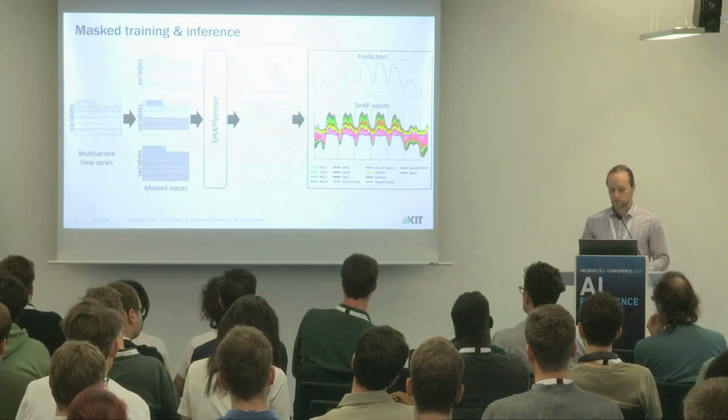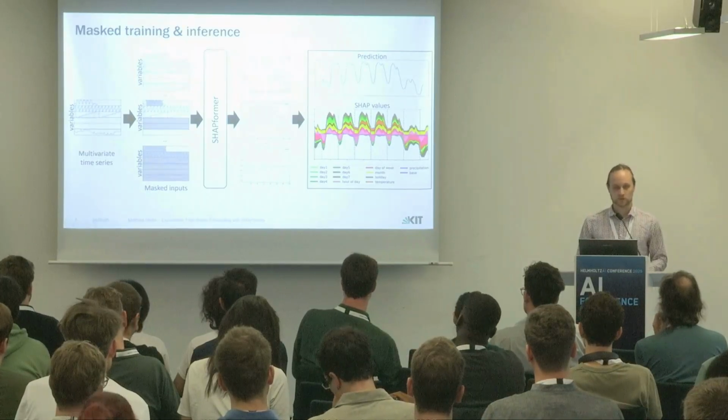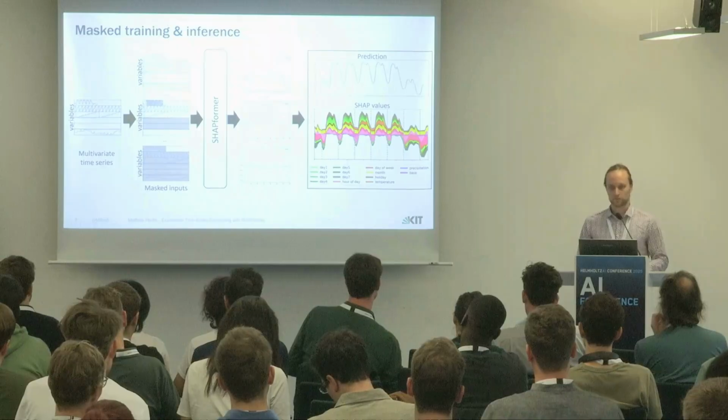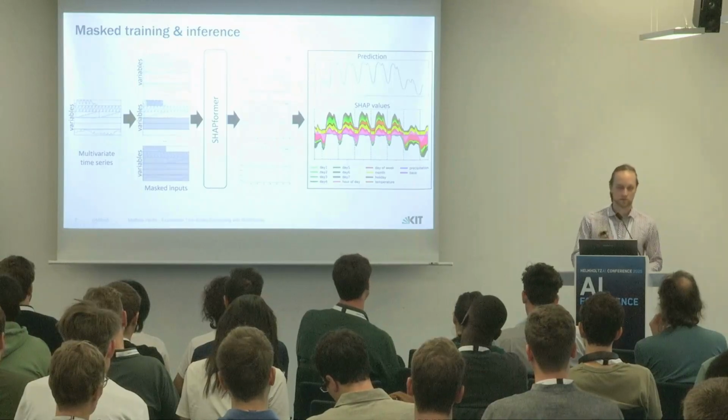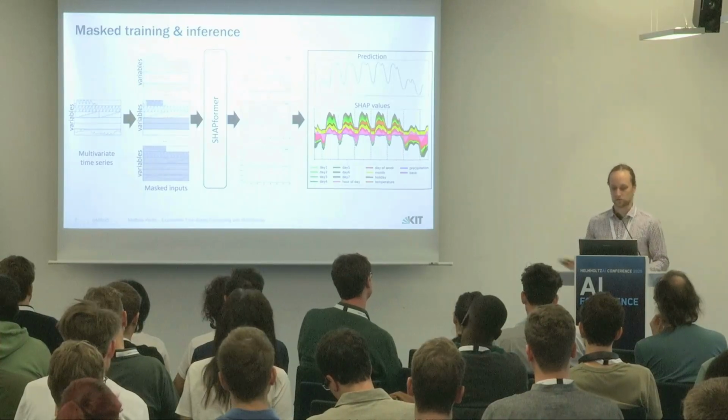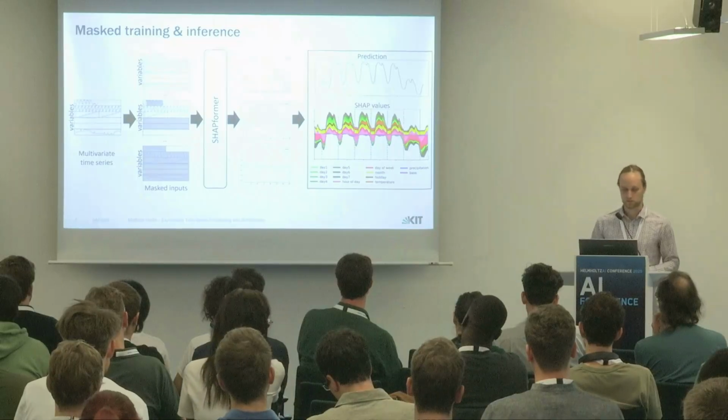So the SHAP values, which we get in the end, tell us for each feature group how that feature group contributed to the model prediction, either in the positive direction or in the negative direction, as you can see here in this colored plot.